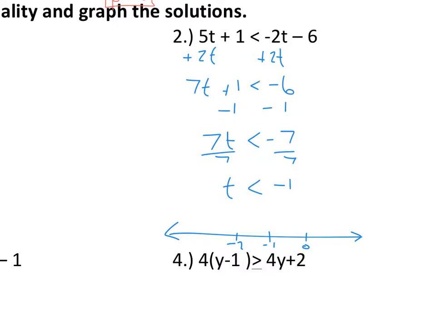Work it all down, you get t is less than negative 1. That's going to be an open dot. Change colors here. Open dot at negative 1. And t is less than negative 1. So I'm going to go toward the numbers that are less than negative 1.